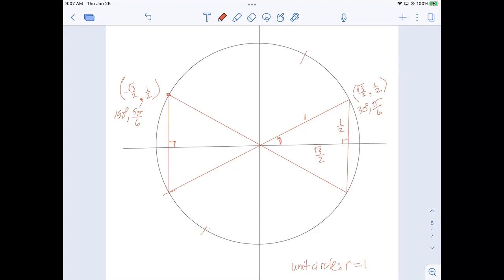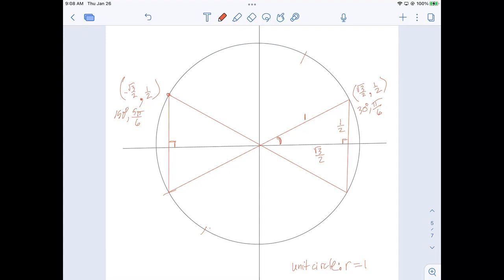What is cosine of 5 pi/6? Negative square root of 3 over 2. It's the x-coordinate. What's the sine of 5 pi/6? 1/2, right? It's the same as sine of pi/6 because y is positive in these two quadrants. What would the tangent of 5 pi/6 be? 1 over the negative square root of 3, rationalized, is negative square root of 3 over 3. Right? What would be the cosecant of 5 pi/6?